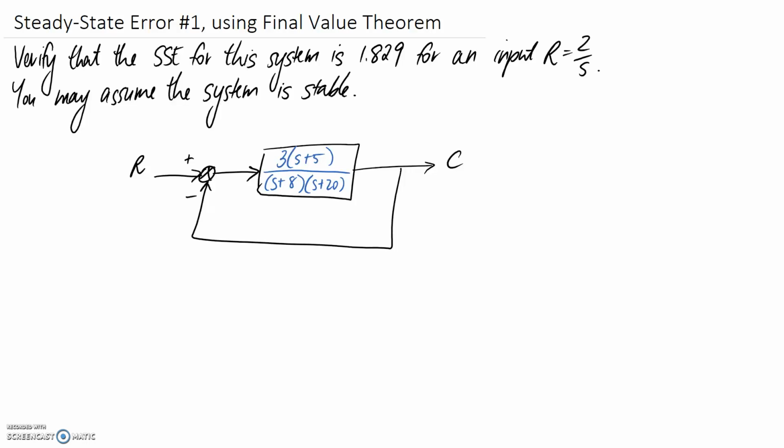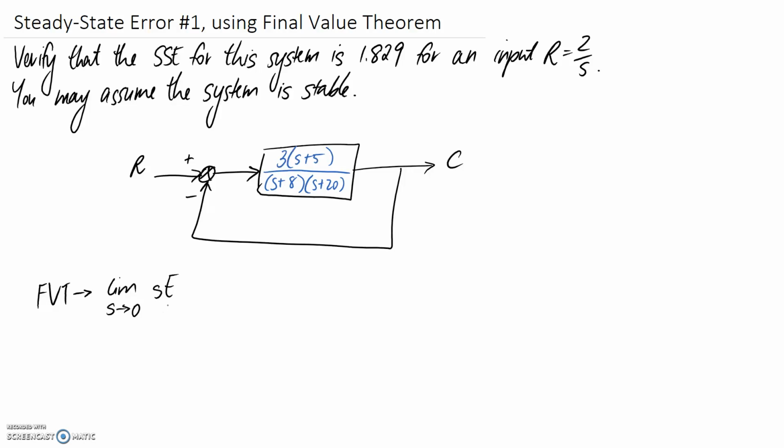So if we're going to use the final value theorem, we can write out the equation. What we need to evaluate is the limit as s goes to 0 of s multiplied by the function that we're interested in. In this case, because we're looking at the error, I'm going to call it e. So e is going to be our error function.